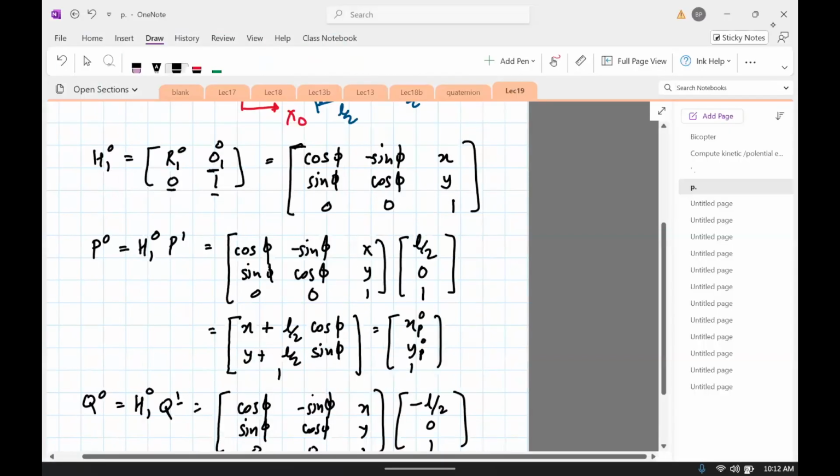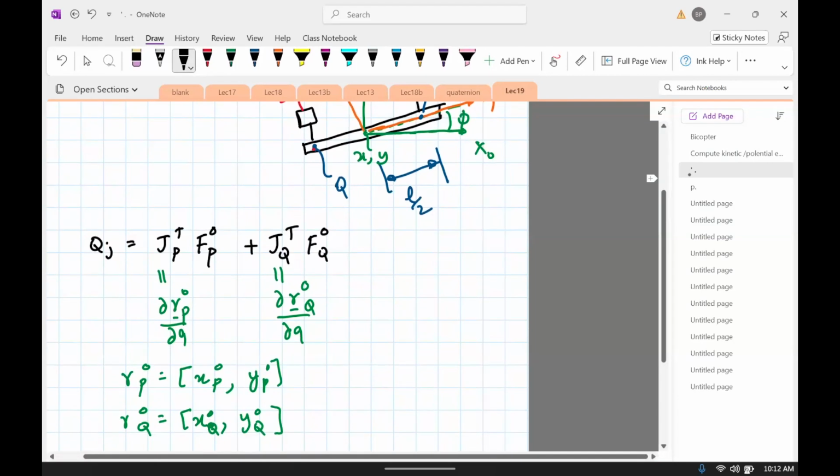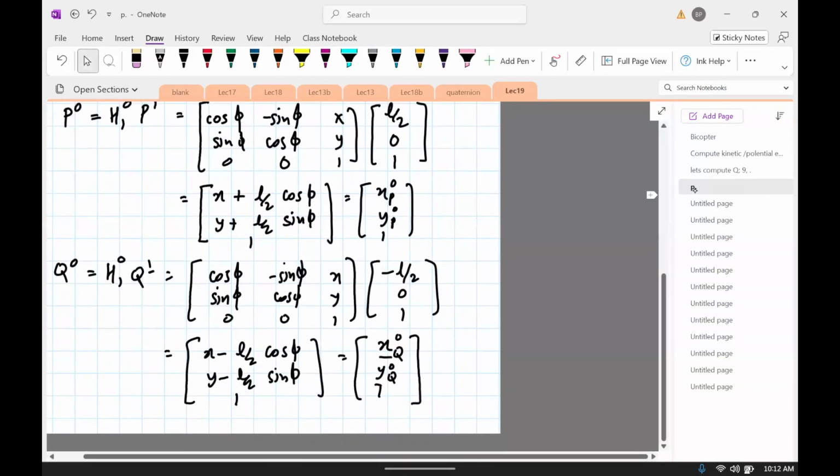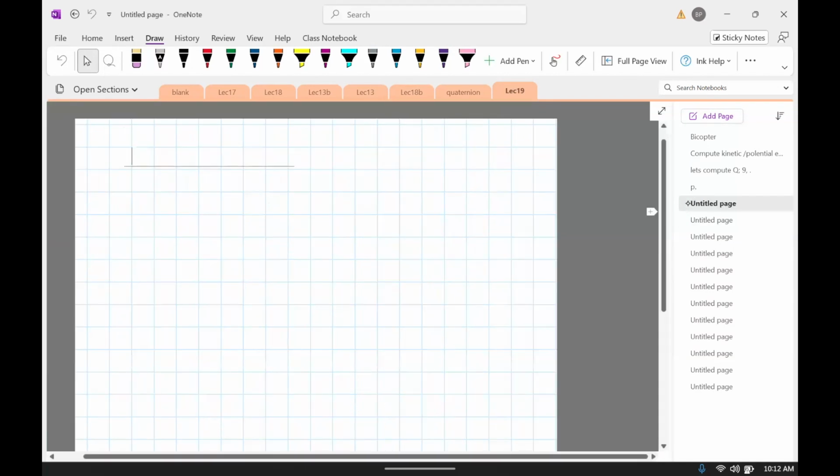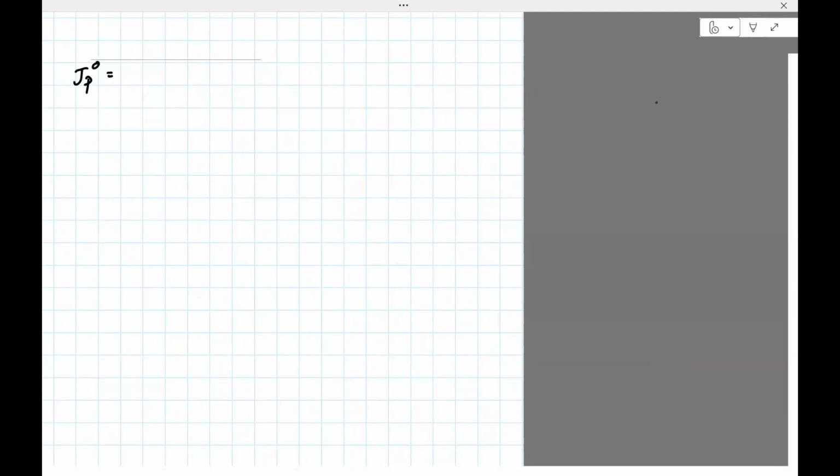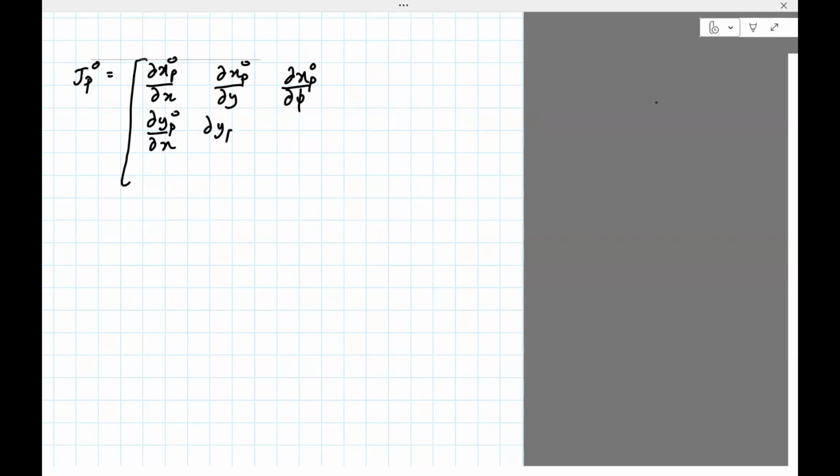Now we need to compute the Jacobian. So if you go back and see this, we have the Jacobian as the Jacobian of this with respect to q and this with respect to q. So let's do that. Okay, so I'm going to write the definition of the Jacobian. So the Jacobian of point P in frame 0 is going to be dxp0/dx, dxp0/dy, dxp0/dphi. Okay, similarly, dyp0/dx, dyp0/dy, dyp0/dphi. That's it. It should be a 2 cross 3 Jacobian.